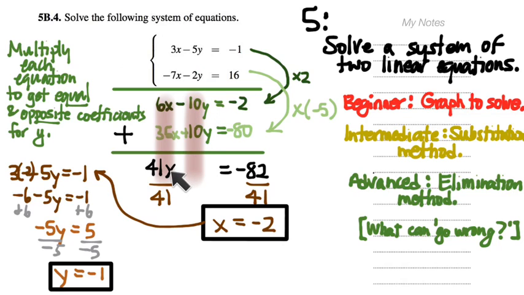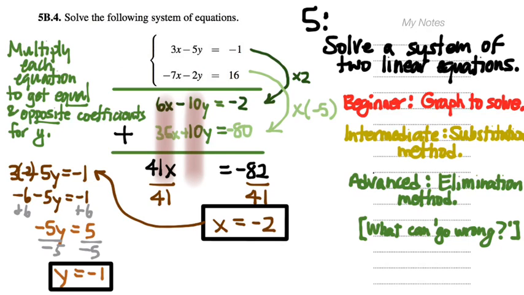Immediately, my y's are gone. I only have an x, and I only have one operation of algebra to do to solve for x. And then plugging that x back into any one of my original equations, I just have some simple whole number arithmetic to do to get me to my solution for y. Let's talk about that what can go wrong question.